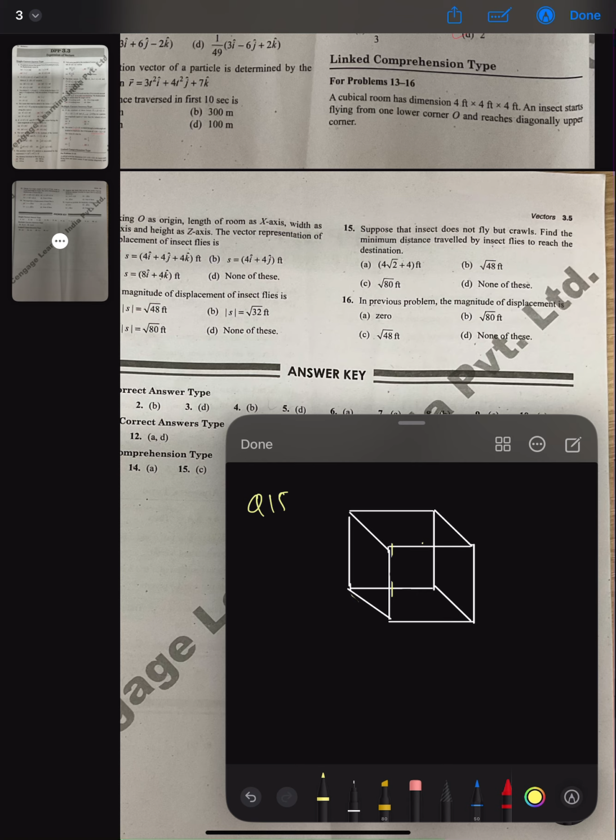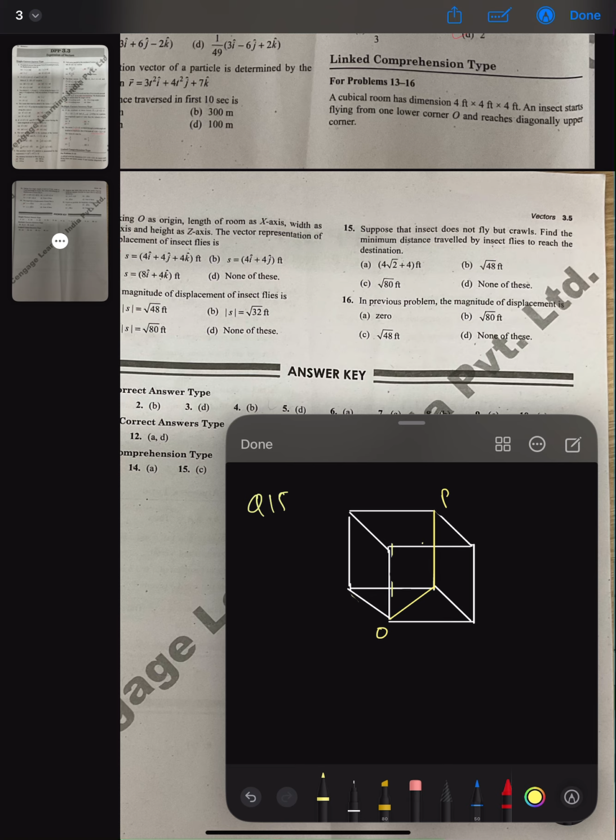So many of you might have thought the insect will move like this, and then go on a straight path to here. This is O, this is P. Many of you have thought like this. But let me tell you, this is not the minimum.